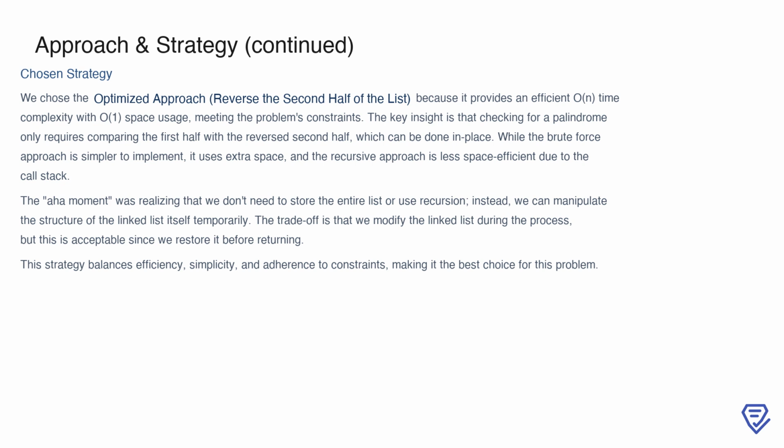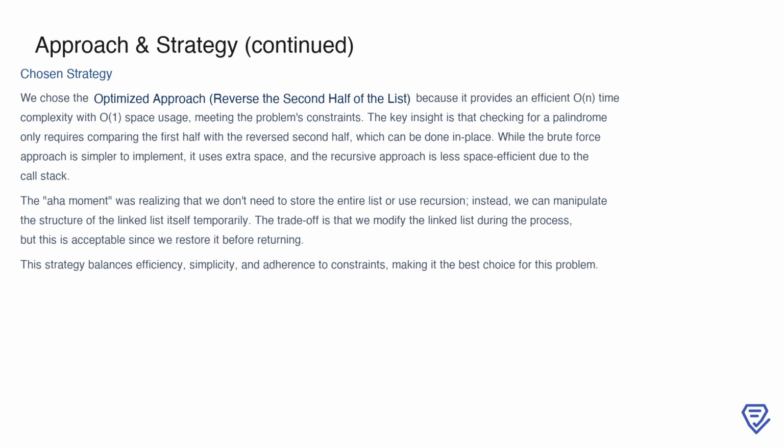The chosen strategy for this problem is the optimized approach that reverses the second half of the linked list. This method stands out because it provides O(n) time complexity while using only O(1) space, aligning perfectly with the problem's constraints. The key insight is that we only need to compare the first half of the list with the reversed second half to determine if the linked list is a palindrome. Unlike the brute force approach, this method avoids using extra space for an array, and unlike the recursive approach, it doesn't rely on the call stack.